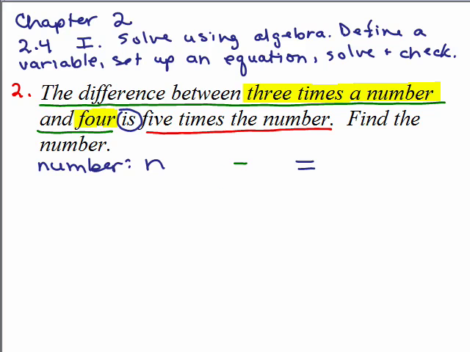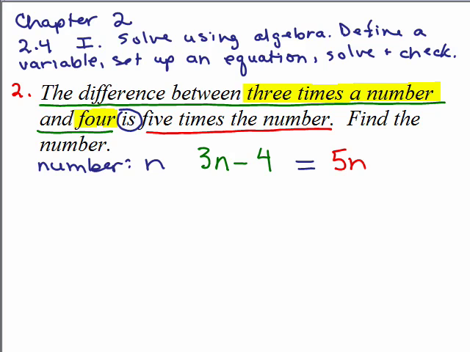So that'll give us 3 times a number would be 3n. And the other part, the number 4, is going to be on the subtracting end. So we have 3n minus 4. That's the left side of the equal sign here. And then 5 times the number. That's simpler since the number is n. That'll be 5n. So there's our equation. 3n minus 4 equals 5n.